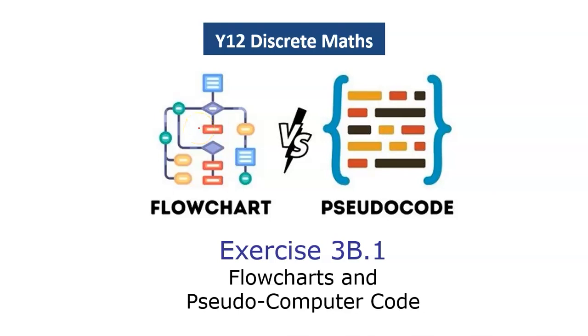Hi there, this is exercise 3B.1. It's for flowcharts and pseudo computer code, which is basically a topic on algorithms in Year 12 discrete maths for further maths. And it's a nice little topic, but it's certainly got some things that we need to make sure we understand. Some of it, I think most of you will have seen before, and other bits will probably be new.